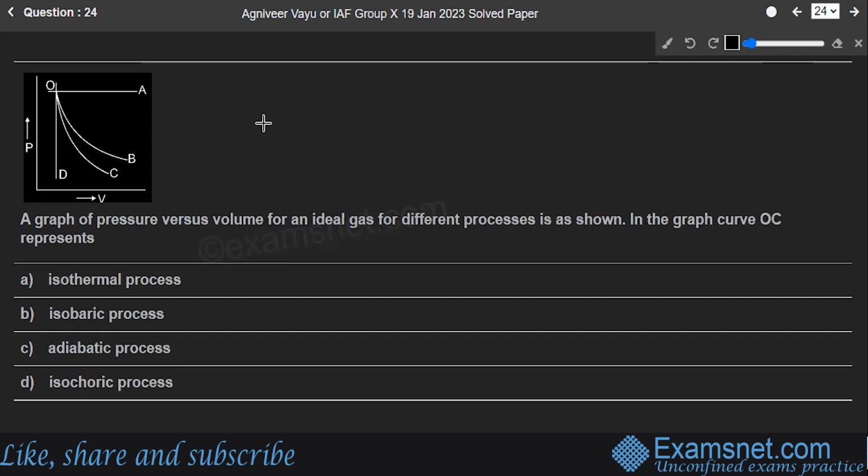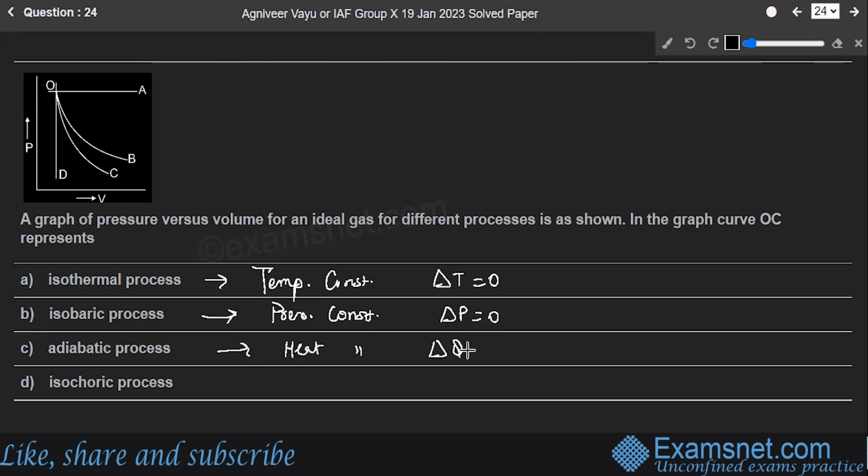If I talk about the isothermal processes, which are those processes? These are the processes in which the temperature remains constant. That means delta T is equal to 0. Isobaric processes are the ones in which the pressure remains constant. Adiabatic processes are the ones in which the heat remains constant. That means no change in heat. And isochoric are the ones in which volume remains constant. That means delta V is equal to 0.